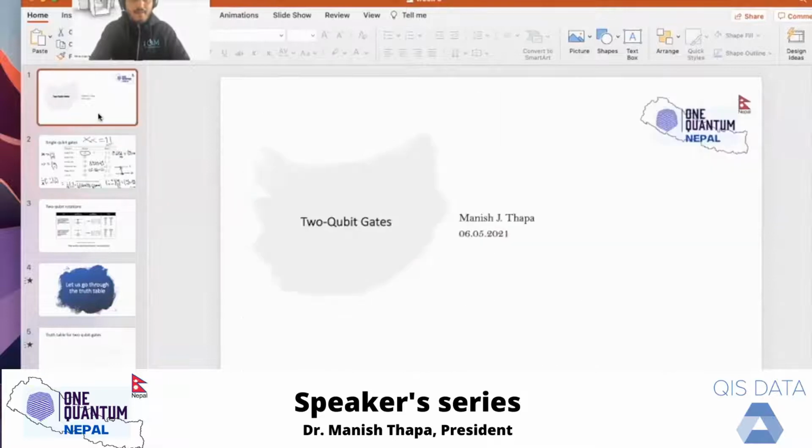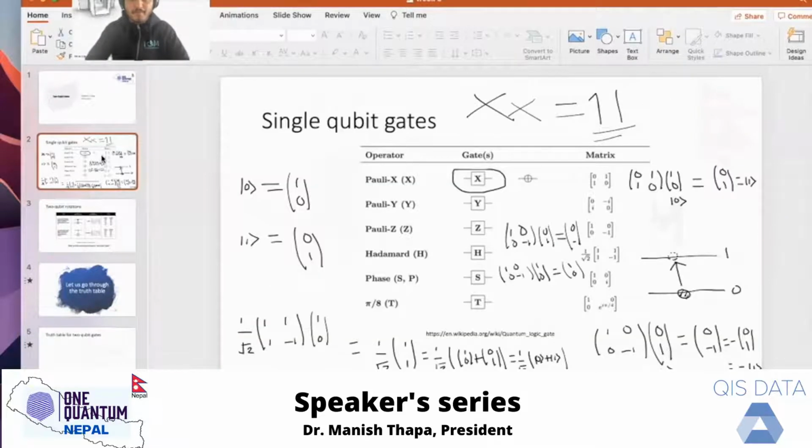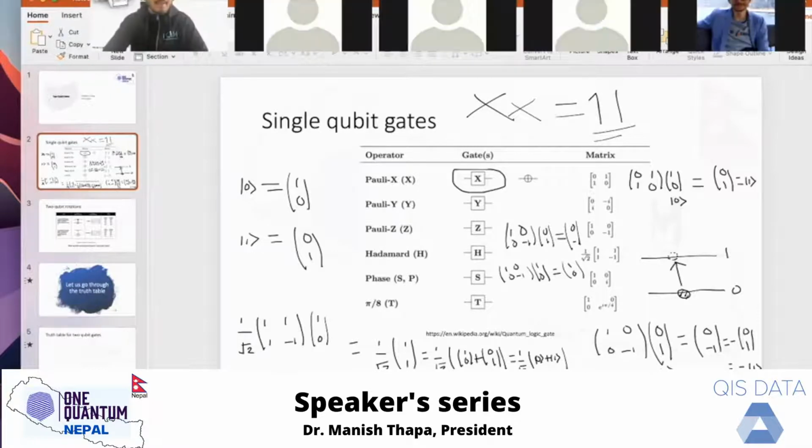So last week we learned a bit about single qubit gates, and we touched just for a few seconds, I guess, about two qubit gates, right? And today we will learn more about that. To get started, this is a bit of a revision from last week. So what did we learn last week?